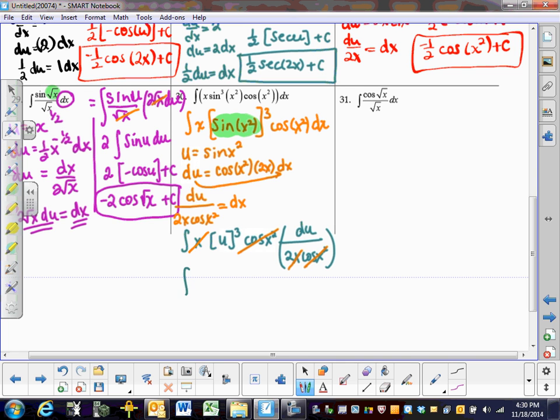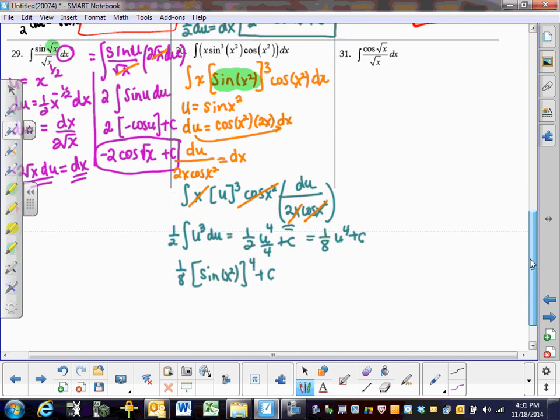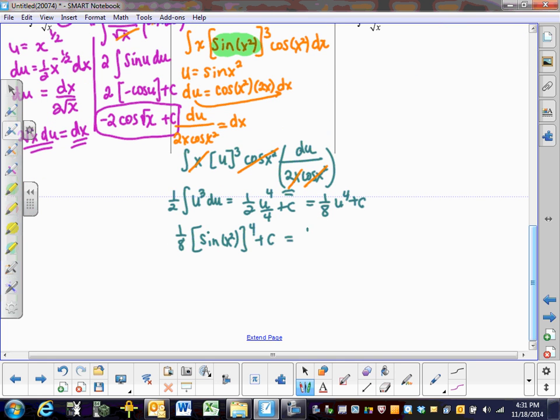So we're anti-deriving 1/2, because don't forget that little 2 we left behind, u cubed du, which is 1/2 u to the 4 over 4 plus c, which is 1/8 u to the 4th plus c. And since we don't have limits, we're going to take our x back, and our u was sine of x squared. You would probably see this written as 1/8 sine to the 4th x squared plus c.